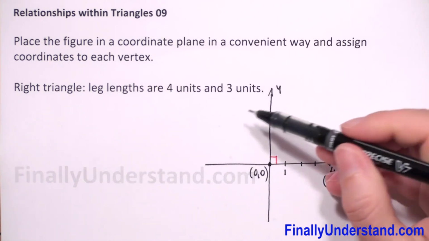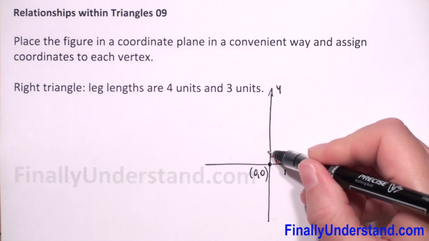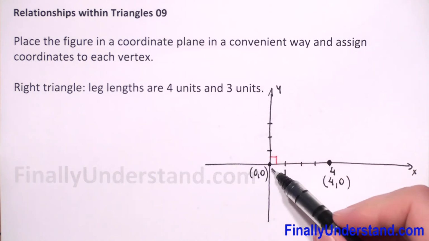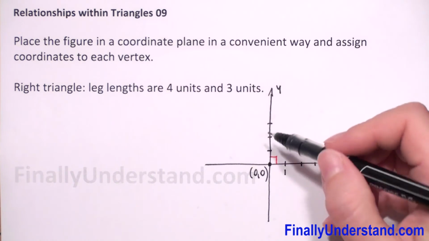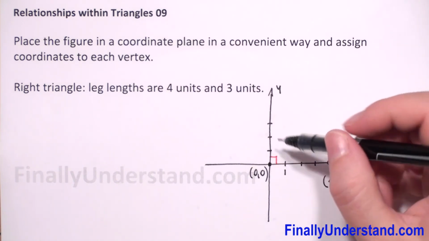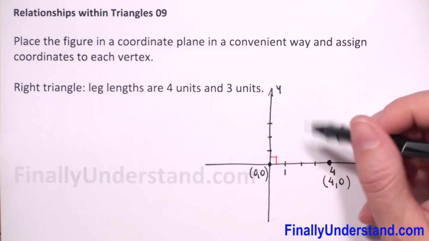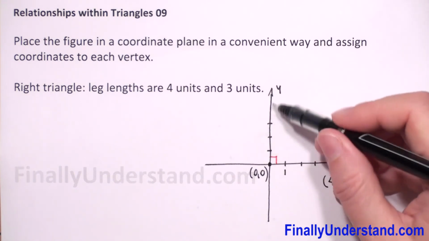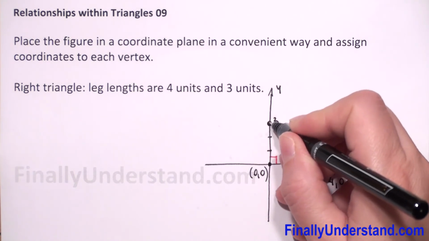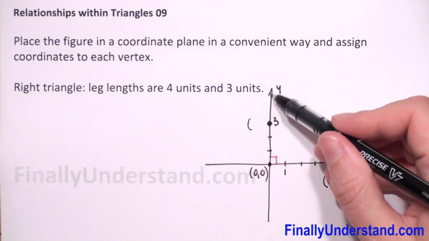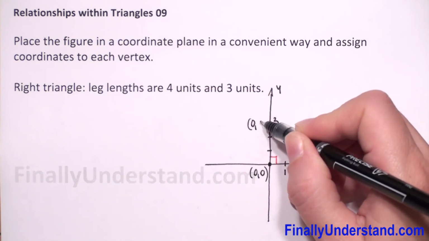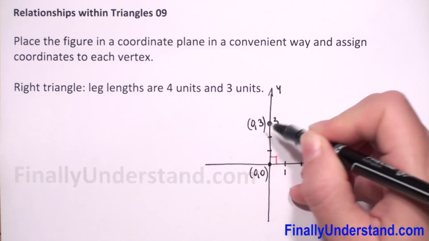We have 4, so now we can put 3. 1, 2, 3. It doesn't matter, you can put 3 on the x-axis and 4 on the y-axis. I just choose 4 on the x and 3 on the y-axis. So this point has coordinates. On the y-axis, the first coordinate is always 0 and the second is 3 at this point.